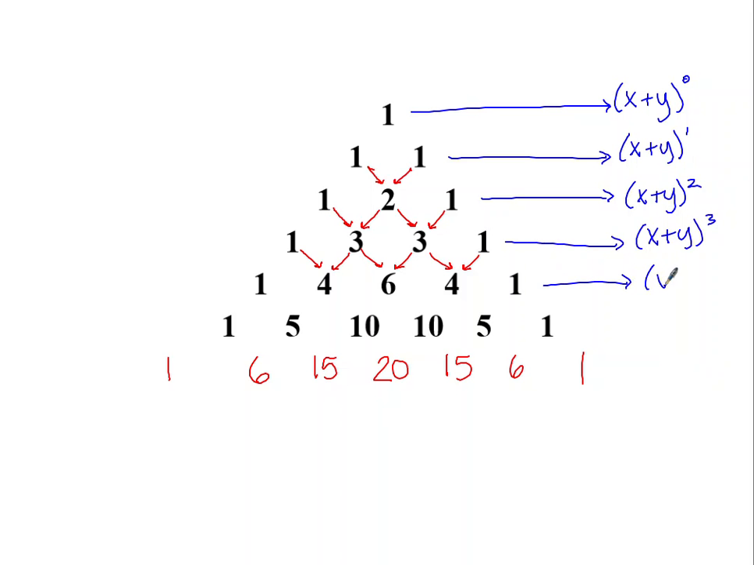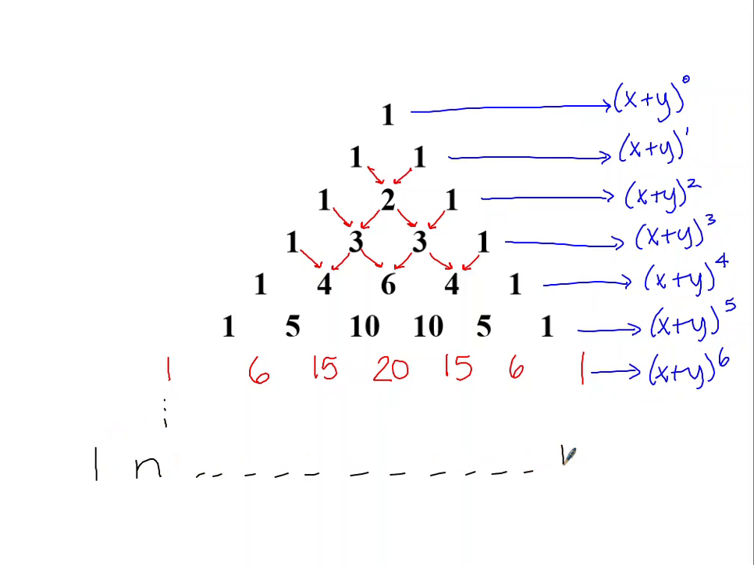The next row gives us the coefficients for x plus y to the fourth. The next row gives us the coefficients for x plus y to the fifth. This row that I wrote out gives us the coefficients for x plus y to the sixth. So in general, the row that starts with 1, n and ends in n, 1 gives us the coefficients for the expansion of x plus y to the nth power.